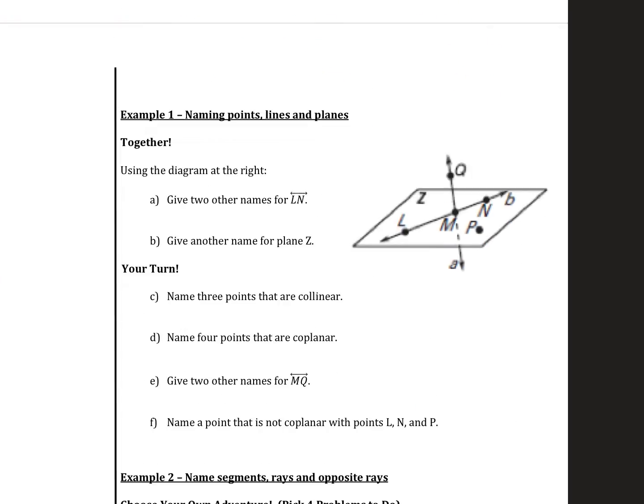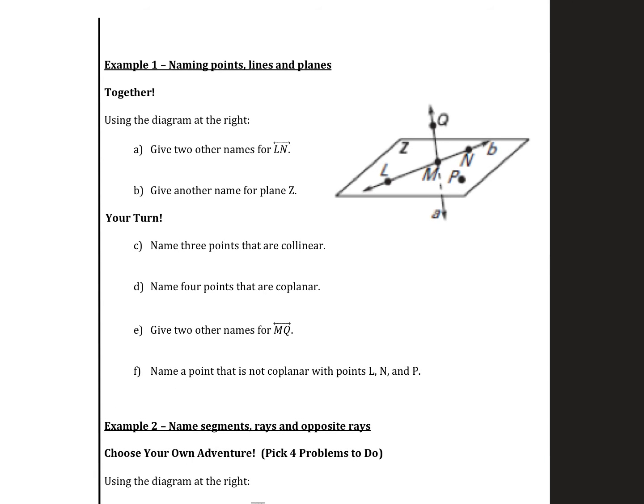All right, moving on. So we're going to do one example together, then you guys are going to try a few on your own. That's how I like to do these kinds of problems, is give you practice. So the first one we're going to do together is give two other names for, what's this notation right here? It says LN with a double arrow on top of it. That is line LN, okay? So line LN, we need two other names for LN. So LN is this line right here.